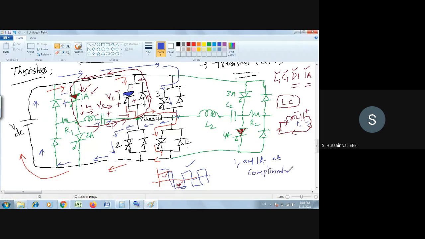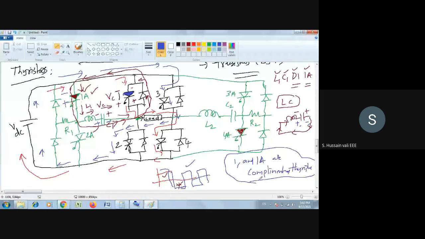See, this is the commutation circuit I'm explaining, not the power circuit. The power circuit is already over. The power circuit is very simple: you turn on 1 and 4, you get the positive half cycle. You turn on 2 and 3, you will get the negative half cycle. That's the power circuit. But here, what I'm discussing is the commutation circuit. When you want to go to turn on 3, how do you turn off 1 and 4? That is the point we are discussing.